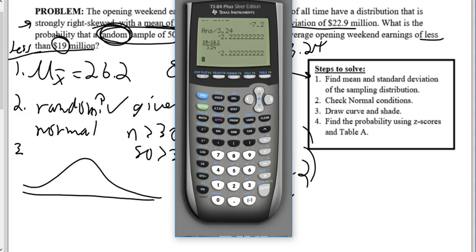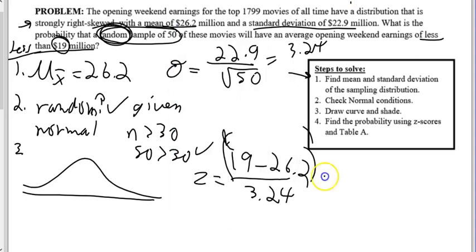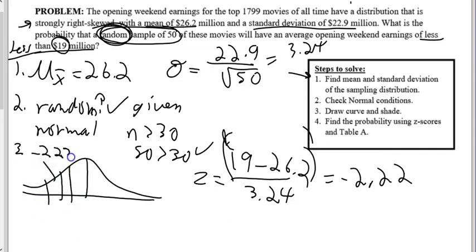Excellent. So we come back to this screen. That gives us negative 2.22. So we come to our graph and we go 1, 2, 3. We put negative 2.22 right there. And we just shade left because we were going less than. And it doesn't have to be a piece of art.